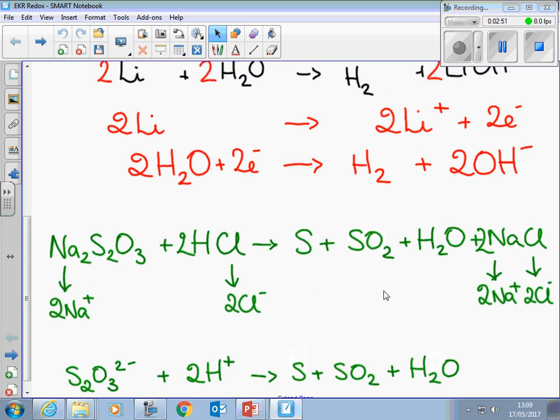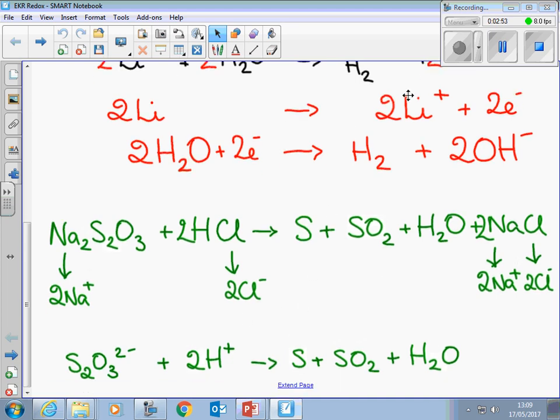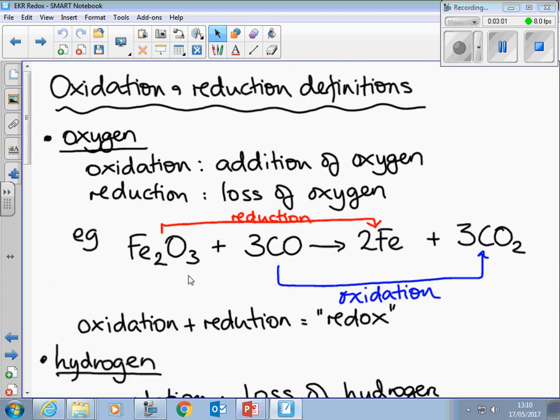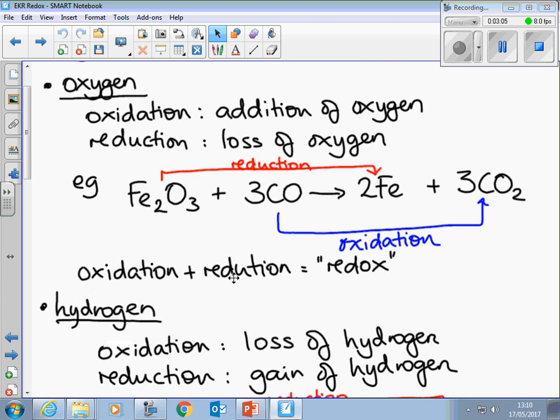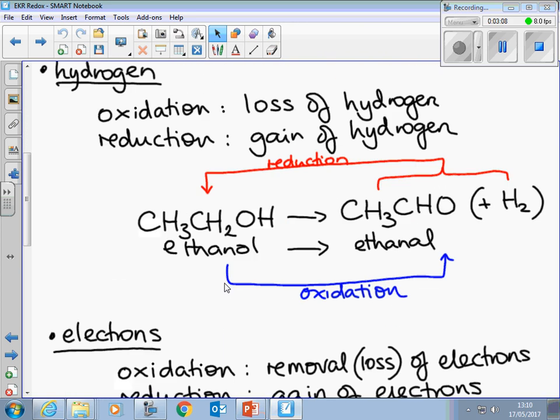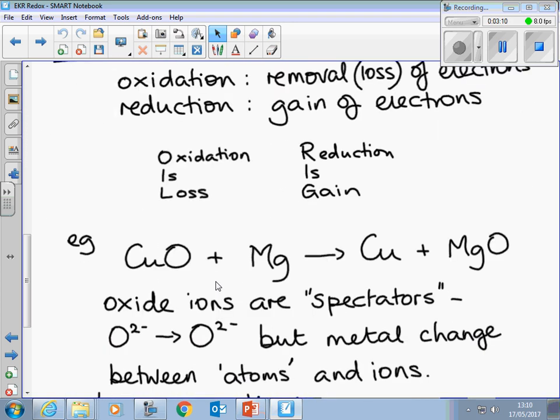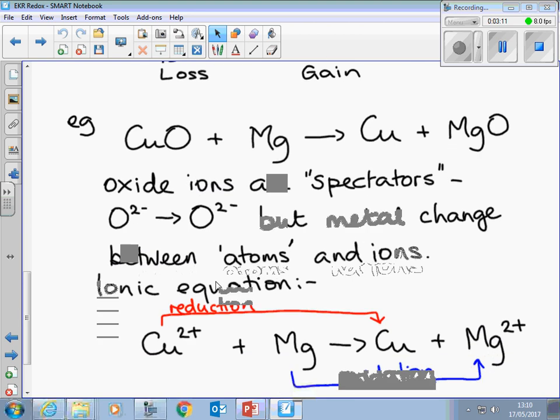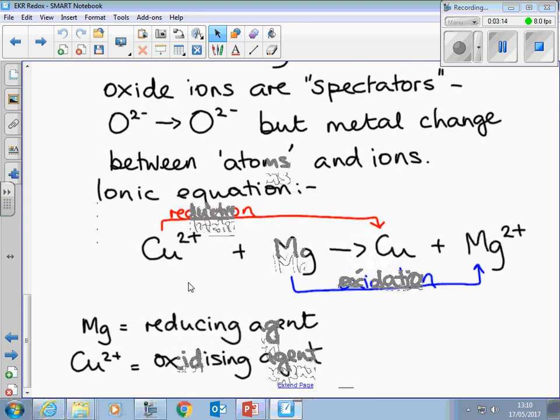Right, so we started looking at this idea of ionic equations and the movement of electrons, and the fact that not everything is involved. So we had this idea of spectator ions, because they're important this afternoon. We defined oxidation and reduction in terms of oxygen, hydrogen and electrons, the electrons being the important bit here, remembering that if one substance is reduced, then something else has to be oxidized.